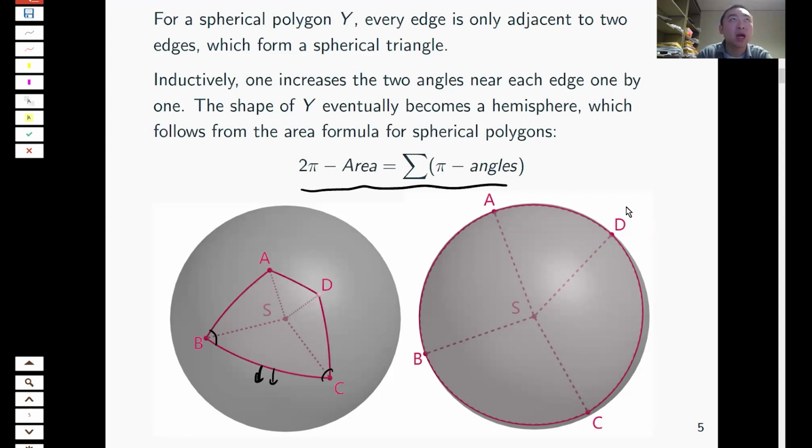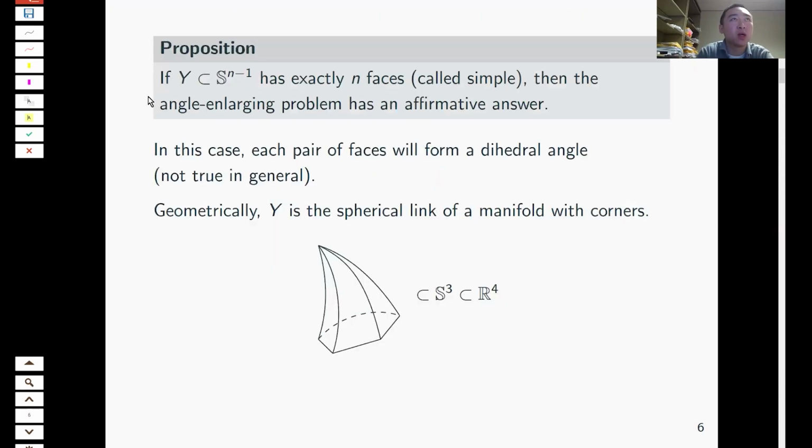Another case we can think about is when our Y has exactly n faces as a spherical polytope in S^(n-1) in R^n. In this case, we call it simple. Here we have exactly n faces, and each pair of faces will form a dihedral angle if they meet at a codimension 2 face. In this case, the angle enlargement problem actually has an affirmative answer. Geometrically, as mentioned in Zhizhang's talk, Y is the spherical link of a manifold with corners. Here I've drawn an example, well, it's indeed a non-example.